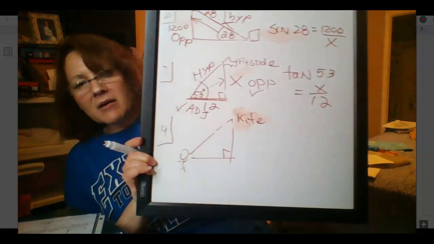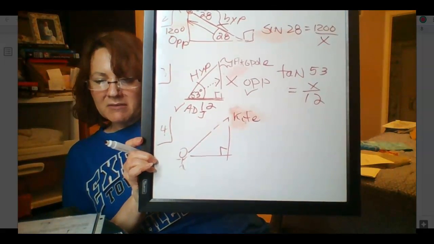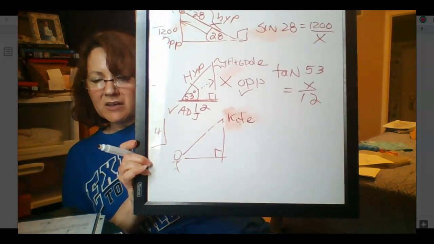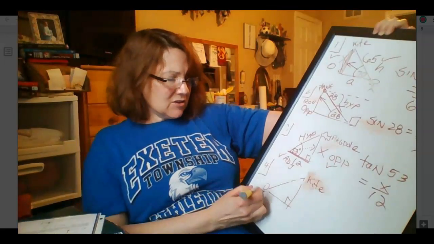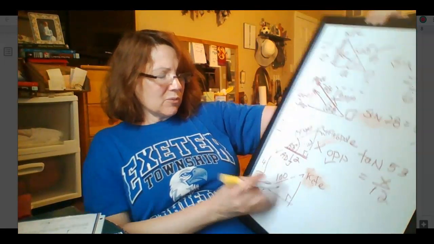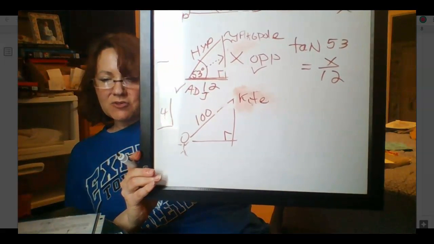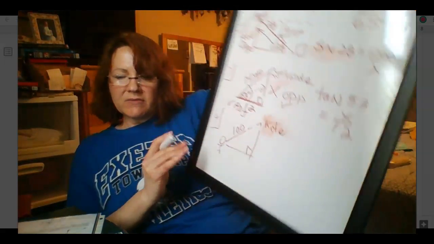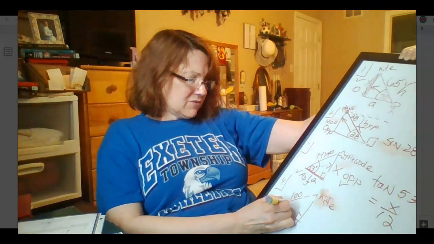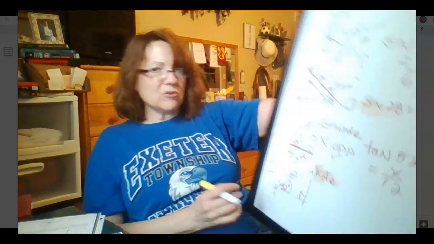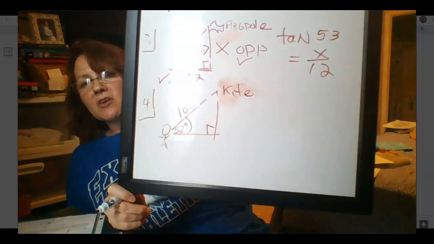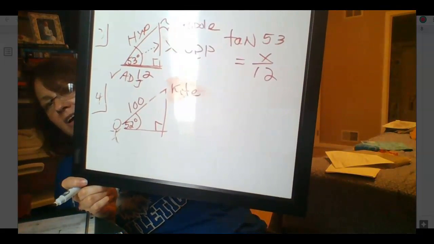Looking at the last problem, we have a man who flies a kite and he lets out 100 feet of string. Okay, so here's our guy and here's our 100 because it's string, right? So he lets out 100 feet of string. The angle of elevation is 52. So I'm going to put a 52 here. So it's 52 degrees.